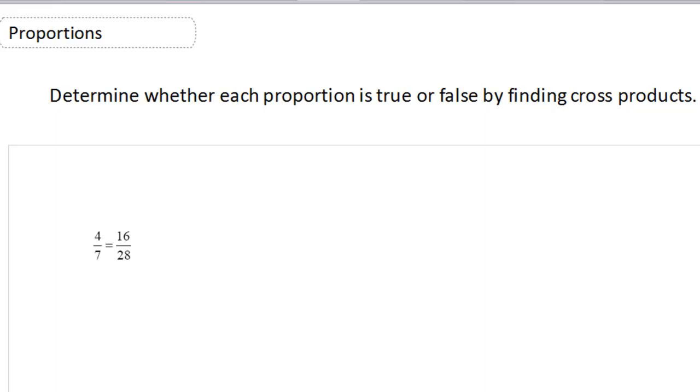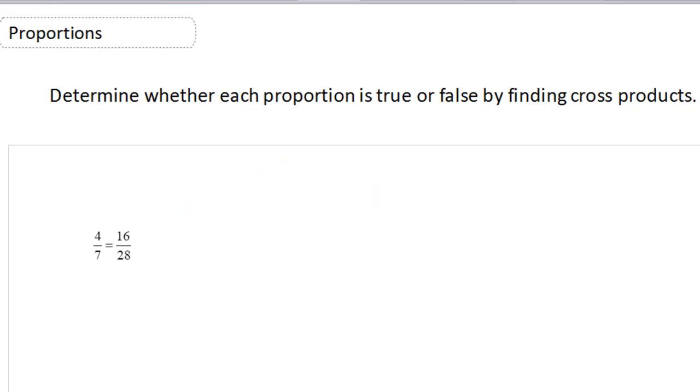Okay, in this video, we're going to work with proportions. And what we're going to do is determine if the proportions are true or false by finding the cross products. Now, as you recall, a proportion is an equation. Because it's an equation, it can be true or false. The proportion is true if the ratios are equal, and the proportion is false if the ratios are not equal.